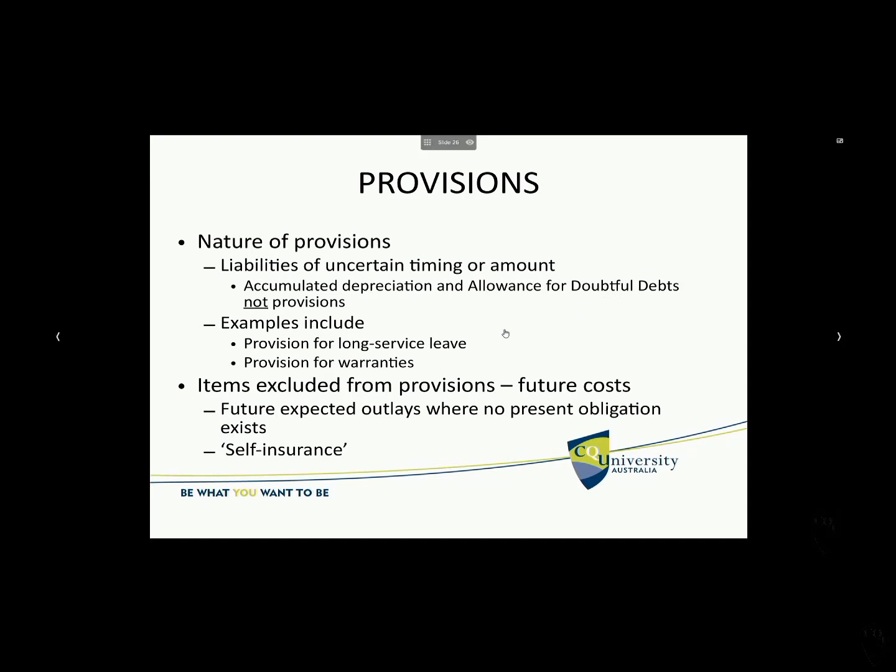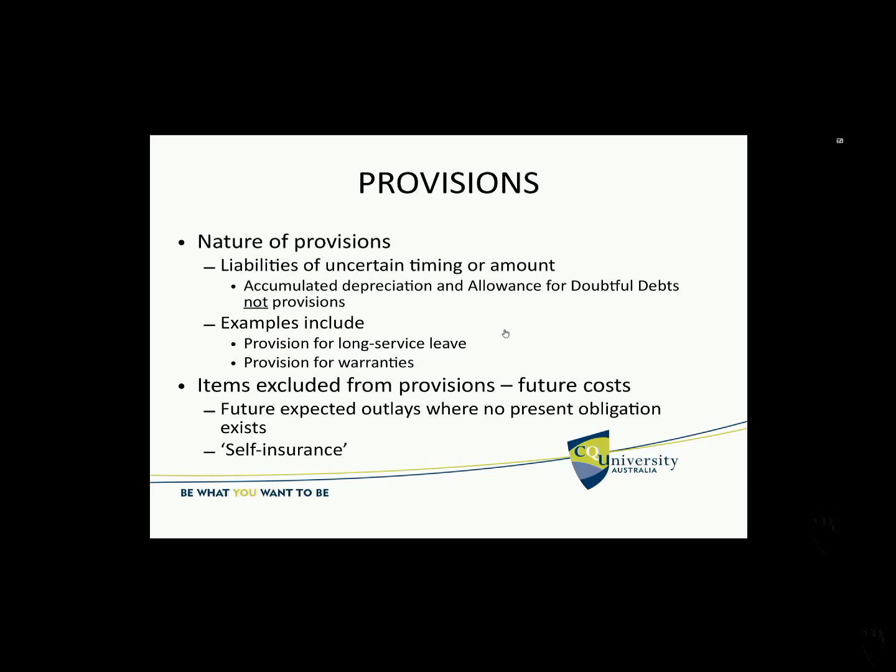Now, examples of provisions are long service leave, which we talked about before, and provision for warranties. Items that are not provisions are future expected outlays, and the reason they're not provisions is because there is no present obligation. If it's a future expected outlay, then it follows that there is no present obligation. And a good example of that is self-insurance.